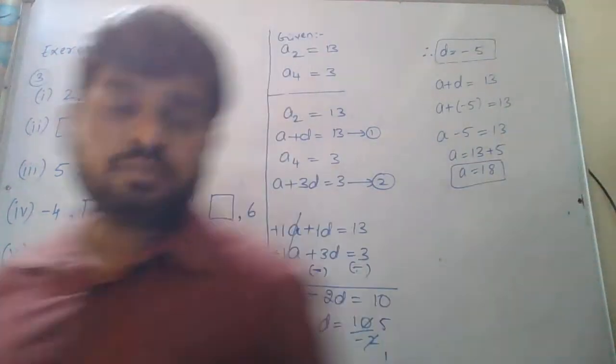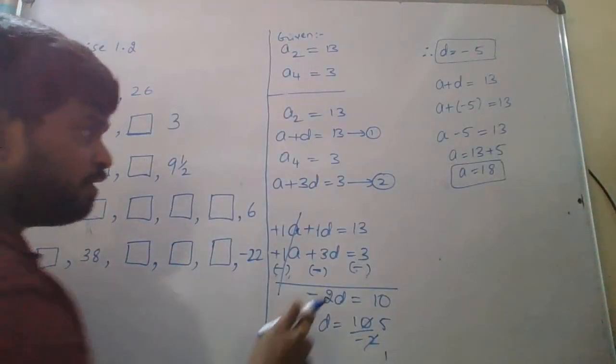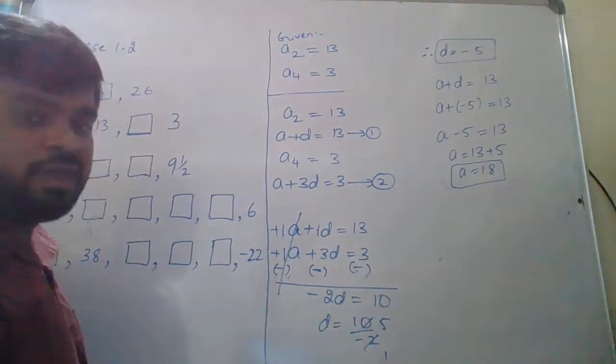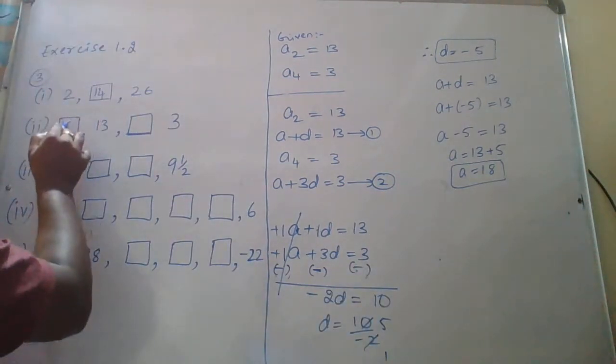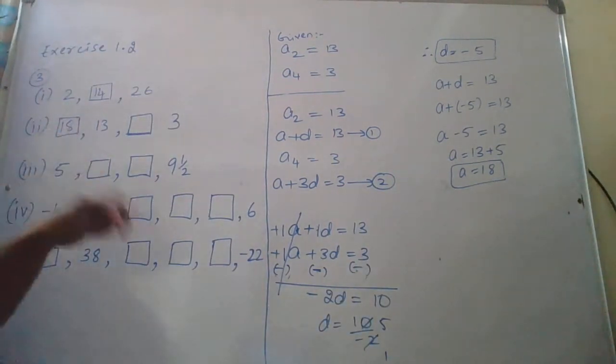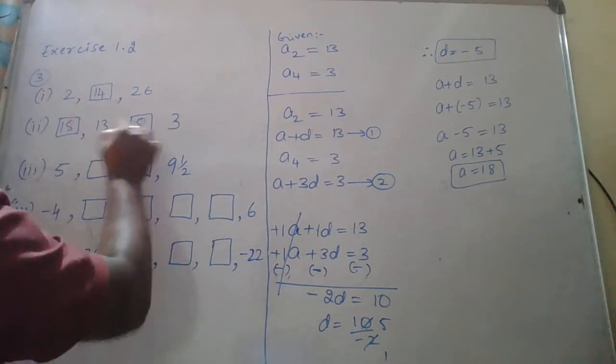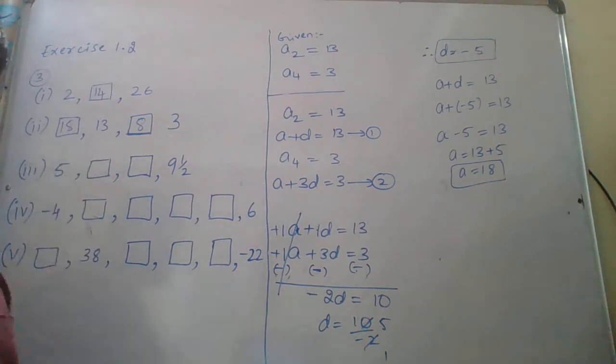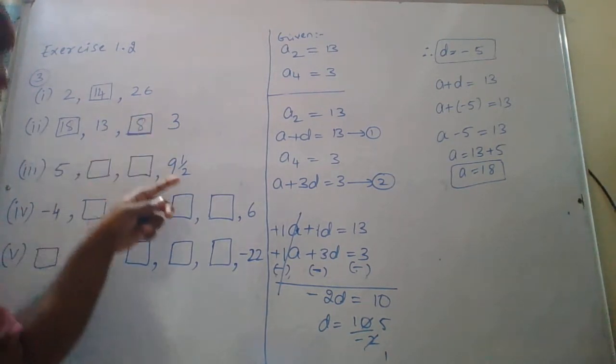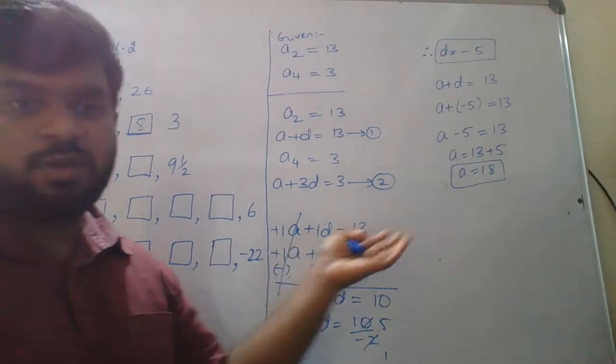Okay. Now, you got the value of D. You got the value of A. You can easily do it. So, A value is 18. D value is minus 5. 18 minus 5, 13. 13 minus 5 will be 8. So, those are your missing terms. Or you can find it. This is in third position, right? Use the formula. A3 is equal to A plus 2D.